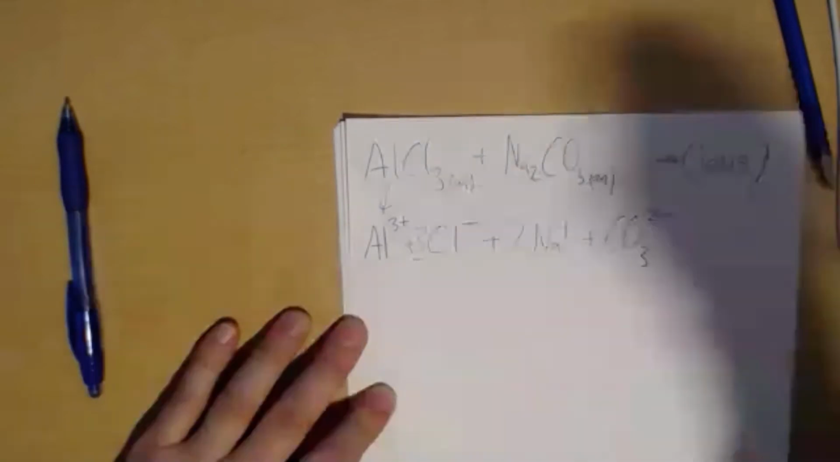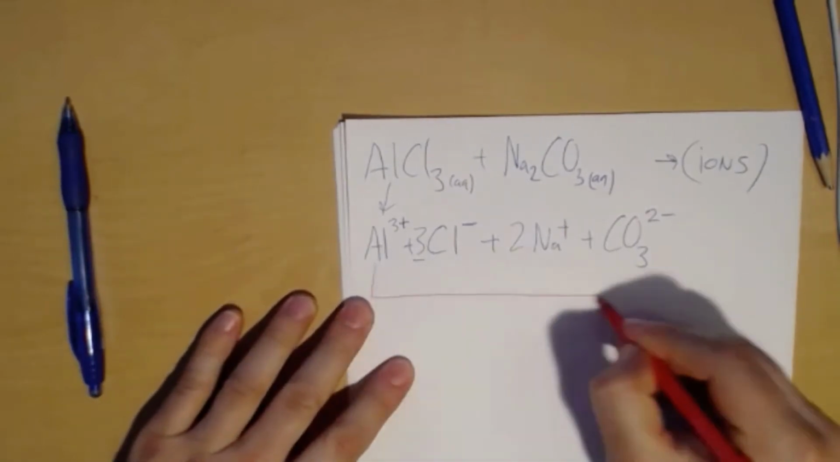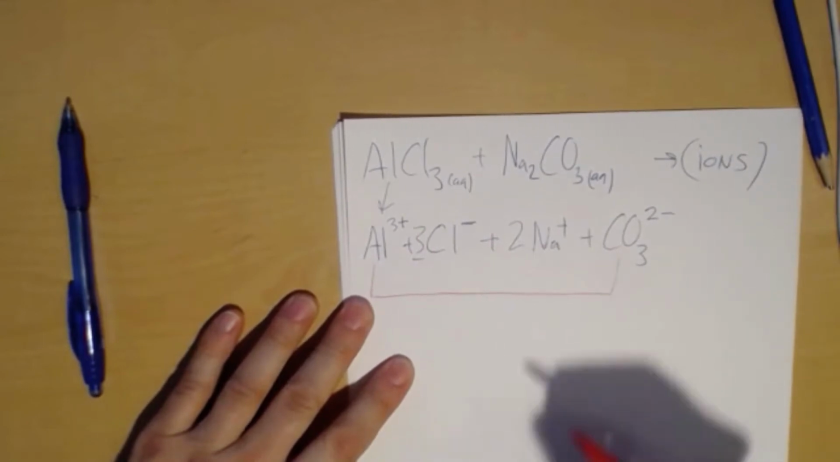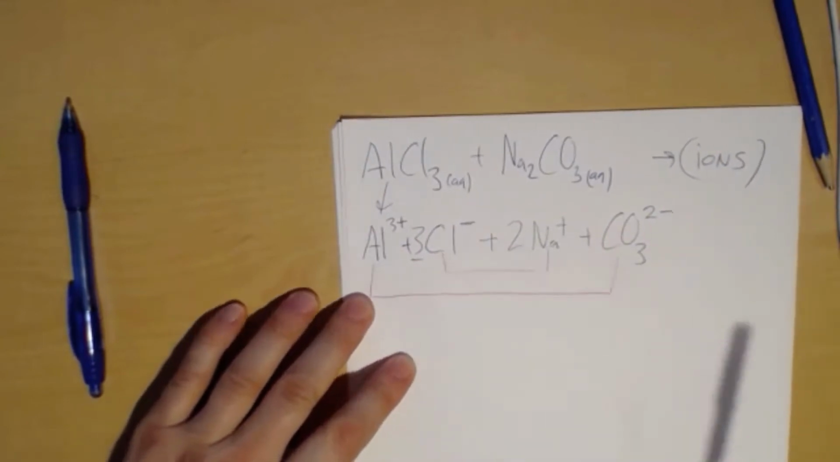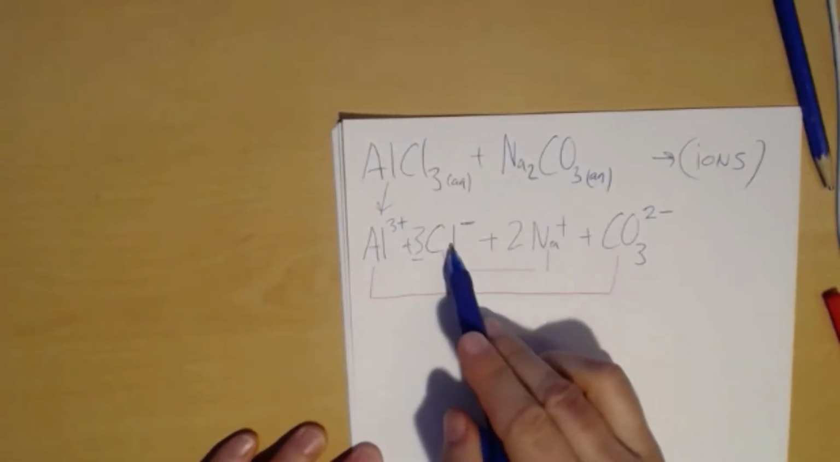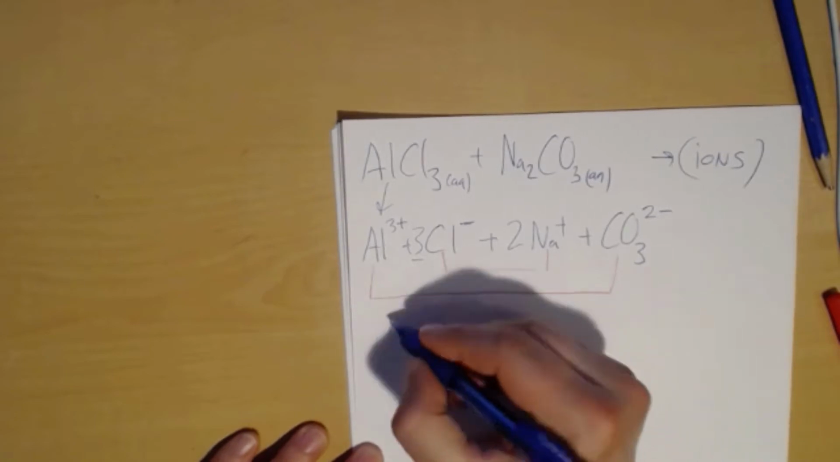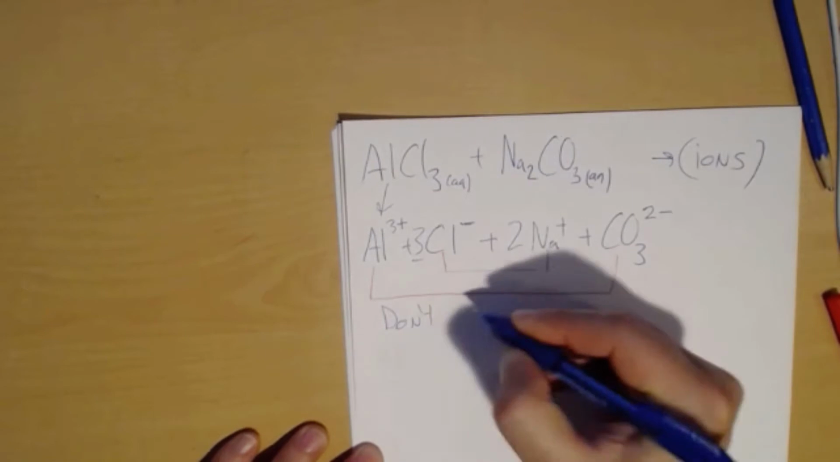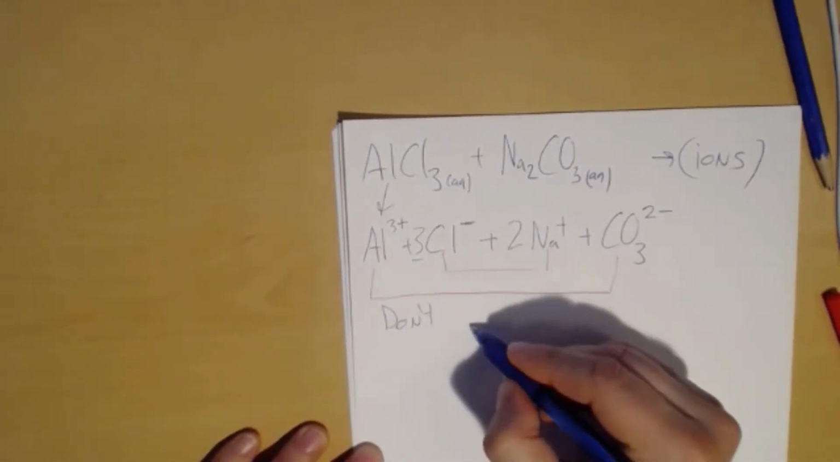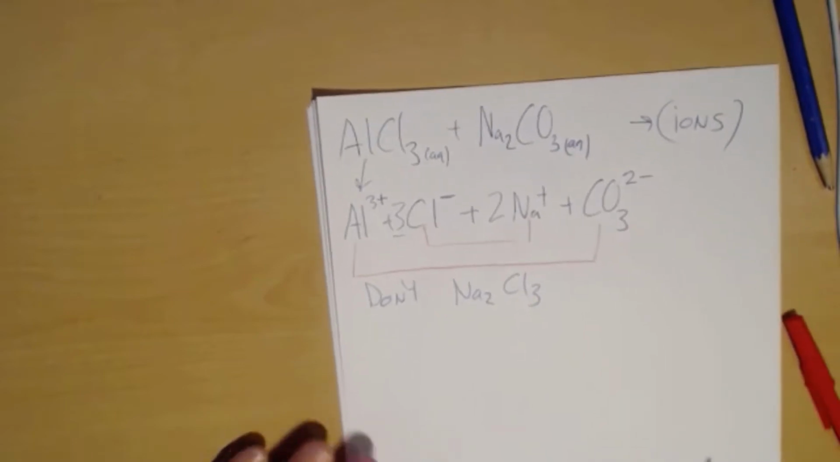I want to switch partners. So aluminum's going to go with carbonate, and sodium's going to go with chloride. Let's do the easy one. How will sodium and chloride go together? What I see a lot of people do is they'll go, oh, it's Na2Cl3. Is that okay?